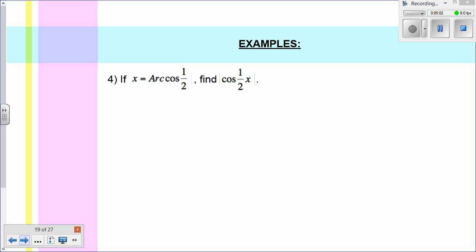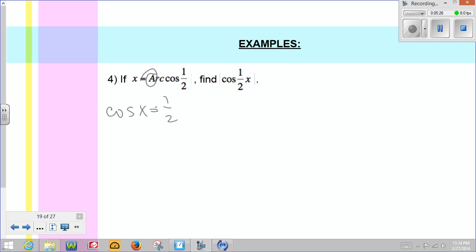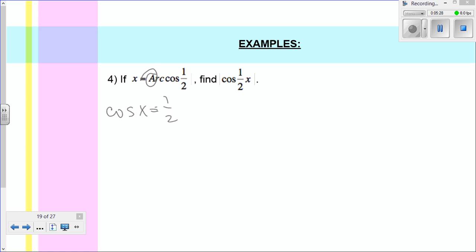All right, for number 4, if x equals the arc cosine of 1/2, find cosine 1/2 x. So arc cosine, capital A, means I have one answer and one answer only, and that's the answer that I find on the calculator. So I need to ask myself, when is cosine equal to 1/2? Okay, and cosine is equal to 1/2 when x is 60.